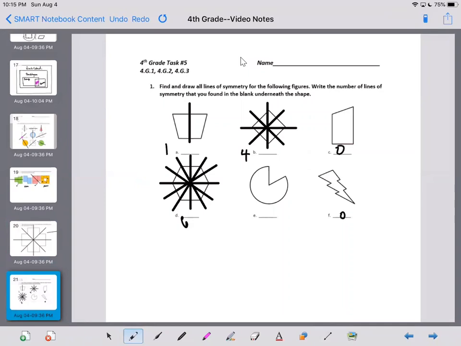And then part E, we've looked at one already like this a few slides ago, and so that line of symmetry is going to cut through at that opening of that missing sector. And so that would be 1 line of symmetry.